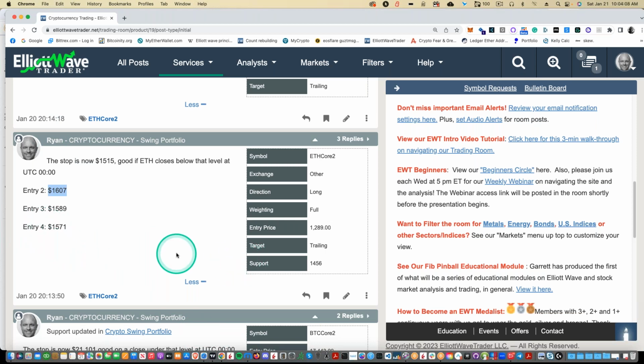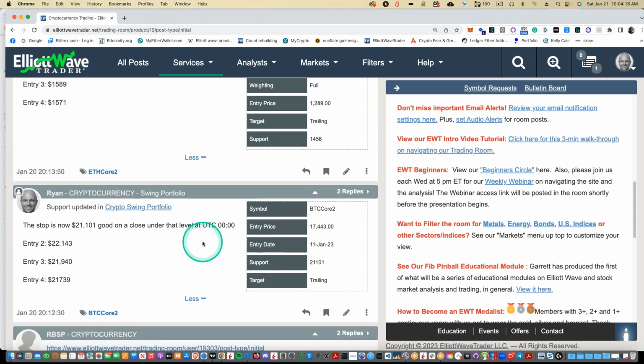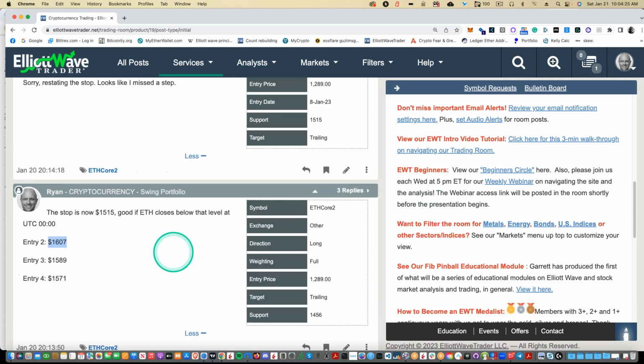Again, just like everything in the service, you've got to use stops. So we have a stop at the support level. If it's short, it's actually a resistance level, but it's not named. Right now we're in long. On Bitcoin, we went long at 17,443. We're at 101, so that's been pretty good.